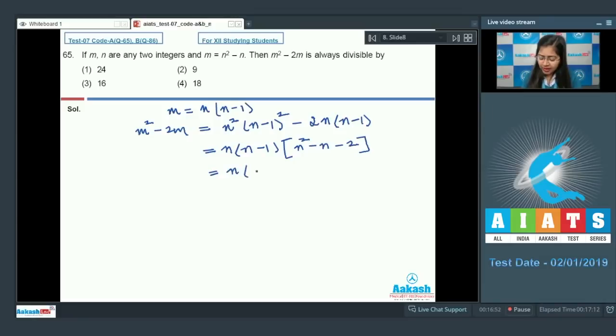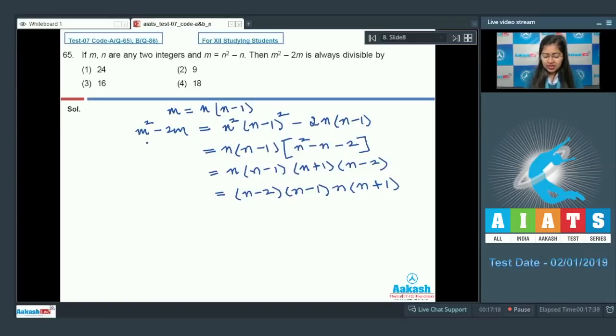So making its factors, it can be written equal to n into n minus 1. One of the factors of this is minus 1. So we can write it as n plus 1 into n minus 2, right? So this can be written equal to n minus 2 into n minus 1 into n into n plus 1, right? That is m square minus 2m can be written equal to product of 4 consecutive integers, right? So we can say that it will always be divisible by, the minimum 4 numbers are 1, 2, 3 and 4. So we can say that it will always be divisible by 24, right? So the correct answer will be option number 1.